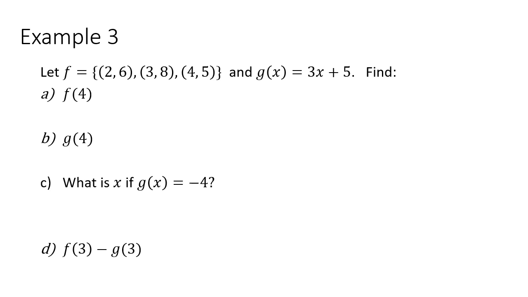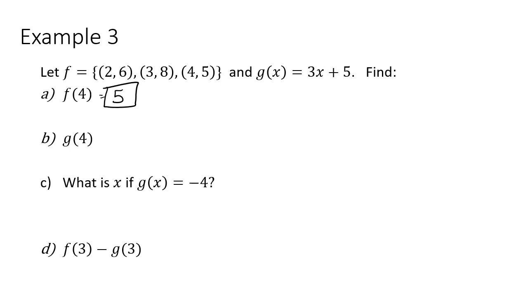So let's work some examples involving function evaluation. And for example 3, we're only going to be plugging numbers in to the functions. And so we've got two functions here. We've got f, which is a discrete defined function, and we've got g, which is a continuous function. And we can certainly mix and match as well. So for part A, we're asked, what is f of 4? So given the function f, you would look for an input of 4. f will transform that into an output of 5. f of 4 is equal to 5.